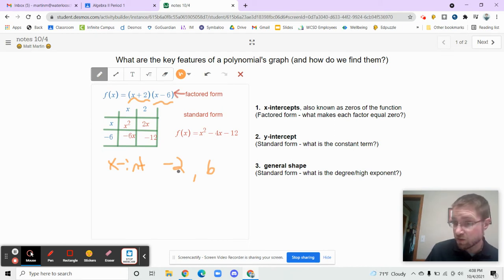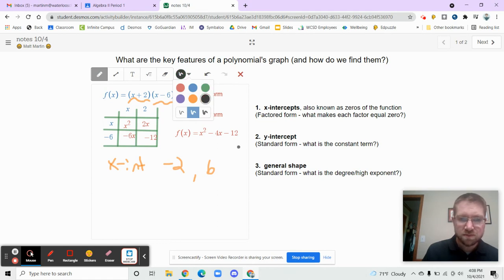Because if I put either of those numbers in for x, then the entire thing turns into 0. If one of the factors equals 0, then the entire product is 0. That's called the zero product property. Okay, so those are the x-intercepts.